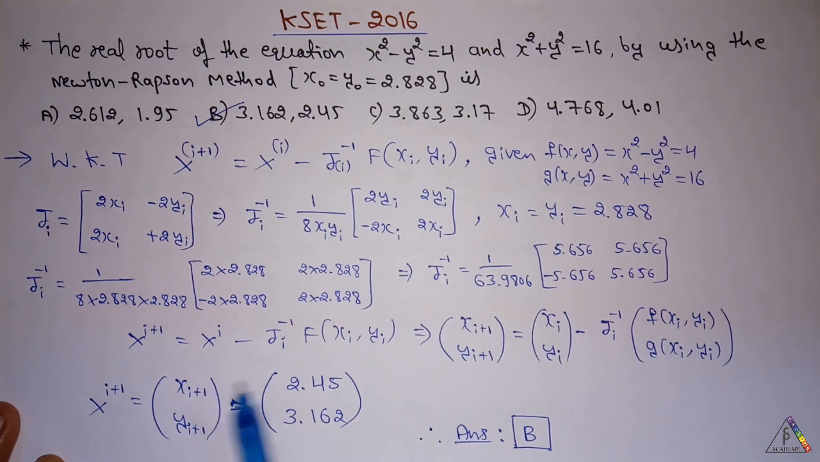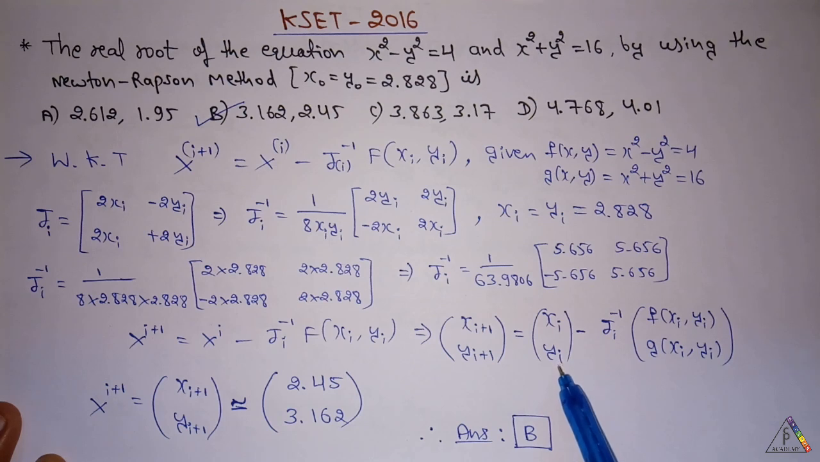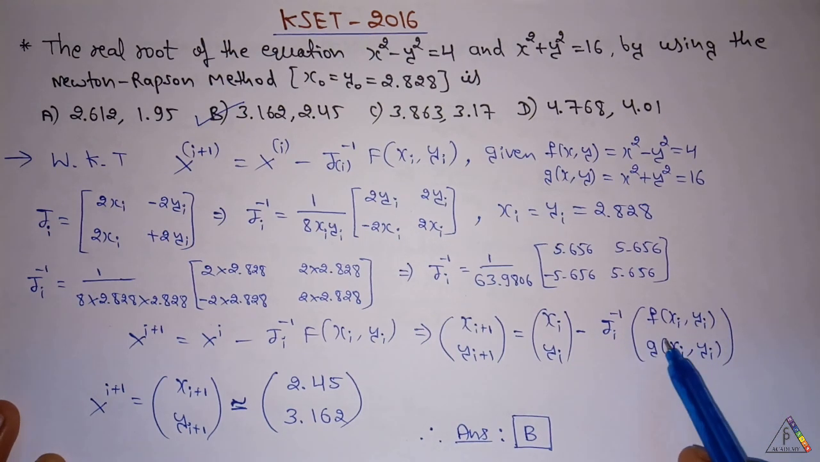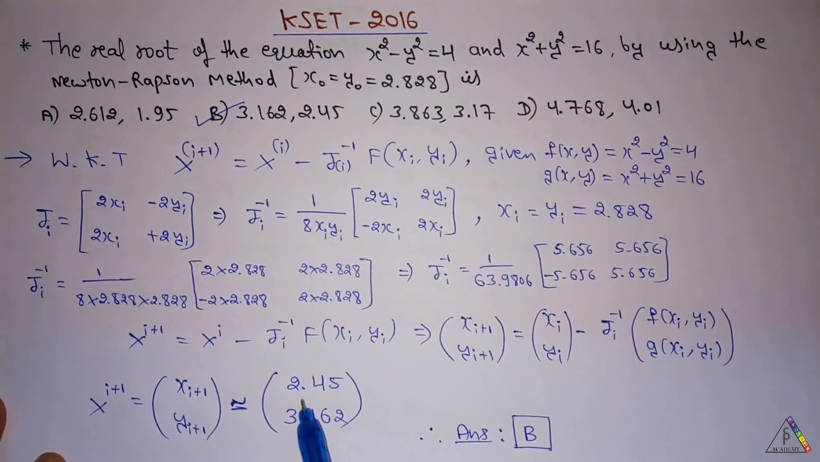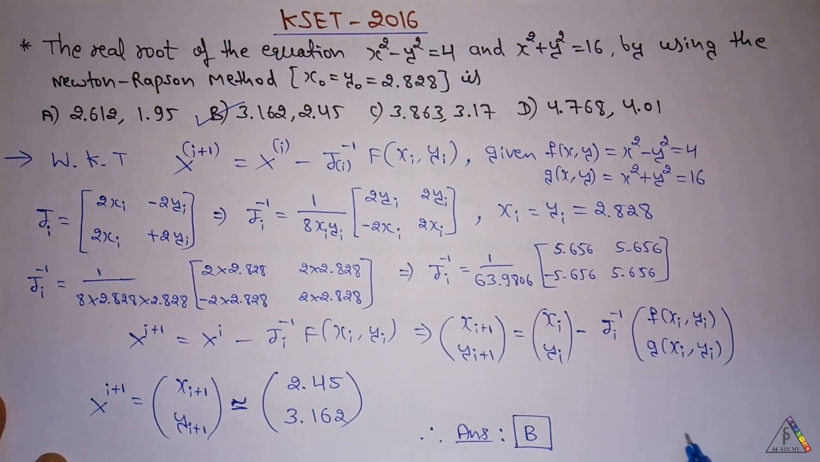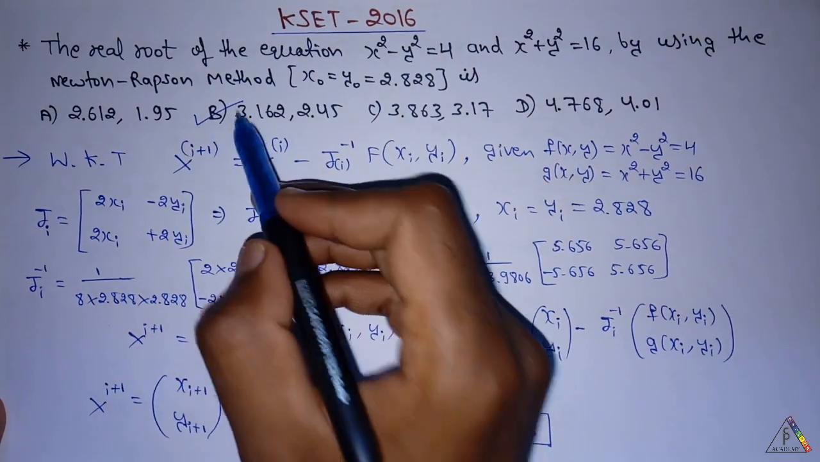and substituting the values of inverse and this initial matrix, that is xi and yi, and finding the values of xi plus 1 and yi plus 1, we will get the approximate value which is equal to 2.45. The x root is equal to 2.45 and the y root is equal to 3.126. Therefore, for this question, the answer is B option.